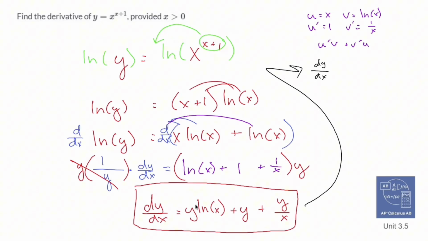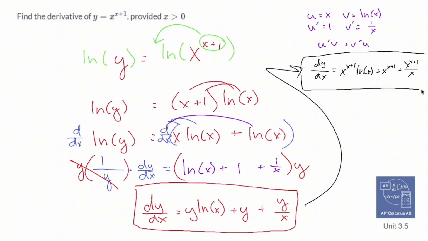Since y originally is x to the x plus 1, replace every y with x to the x plus 1. So this would be x to the x plus 1 ln of x plus x to the x plus 1 over x. So I guess two different ways that you can write this out. I don't know. I like them both, but maybe this guy is a little bit better.